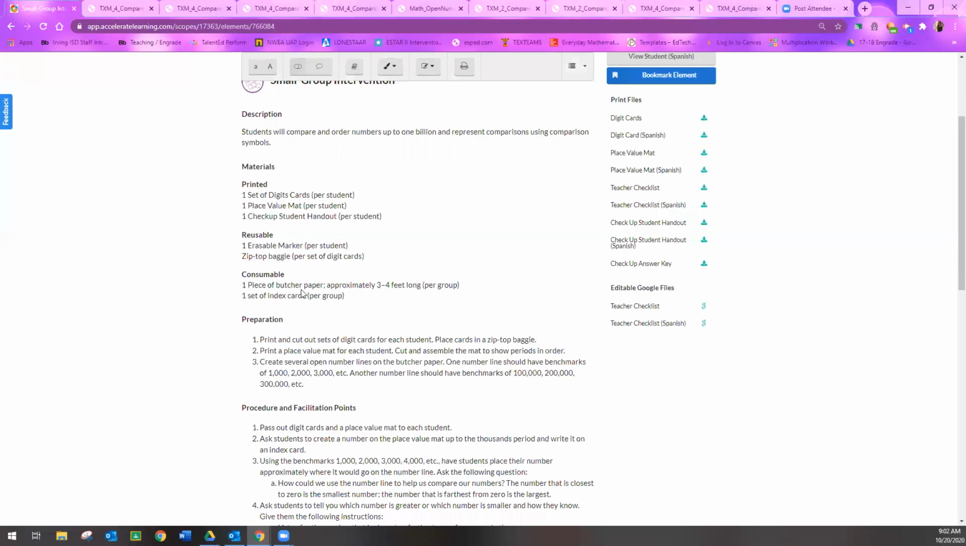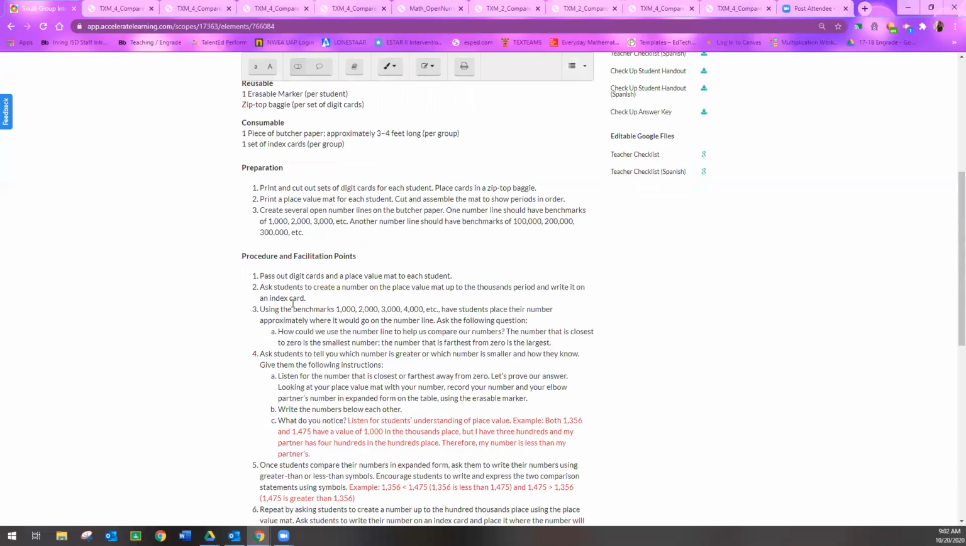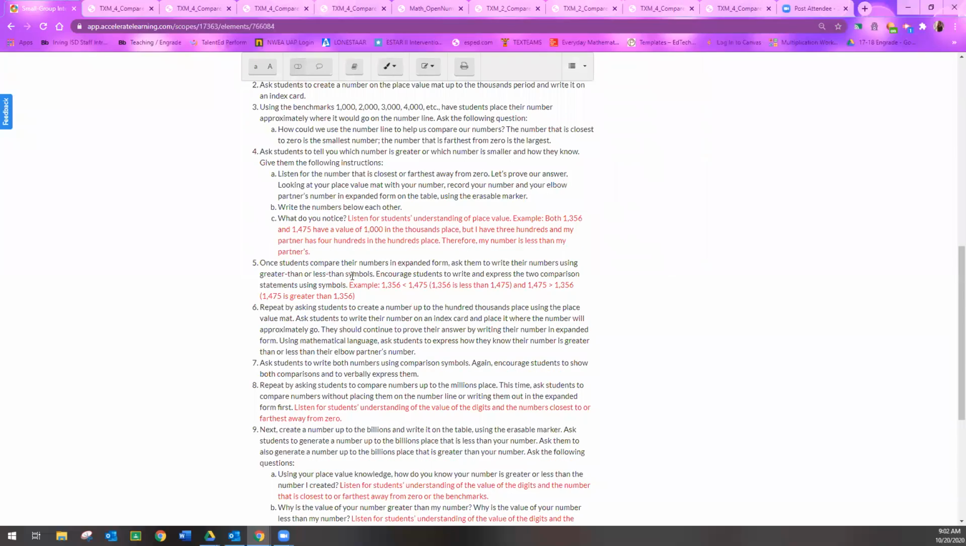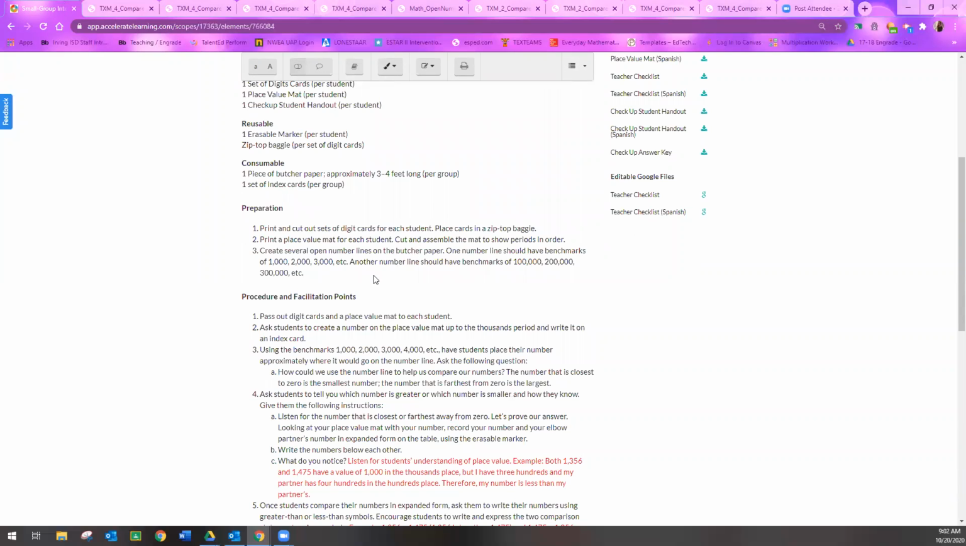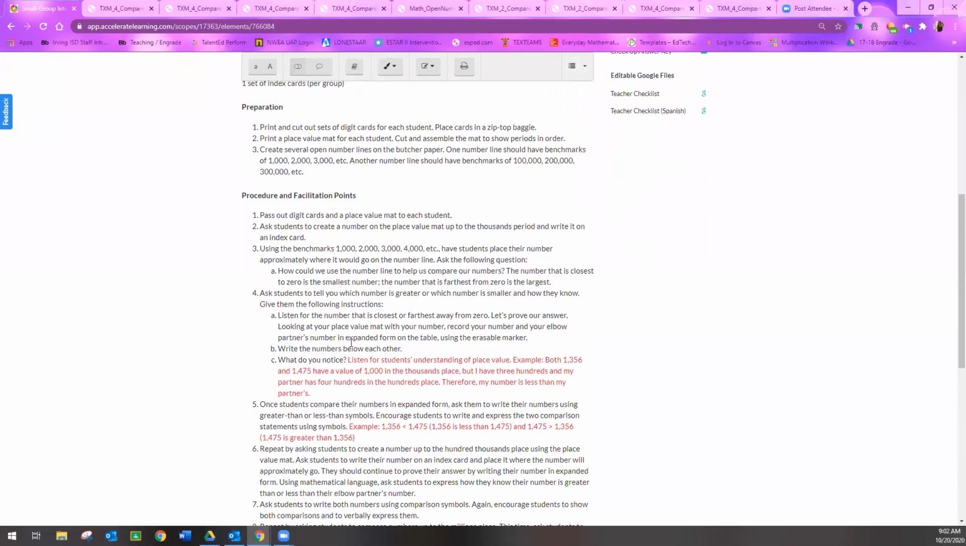And then again, here's your lesson. So it tells you how to prepare everything and it gives you the facilitation points. Now you might say there's only 1 lesson for 4.2C. How am I going to make this last all week? These lessons have a lot in them. So I would suggest breaking down these facilitation points over a period of several days.